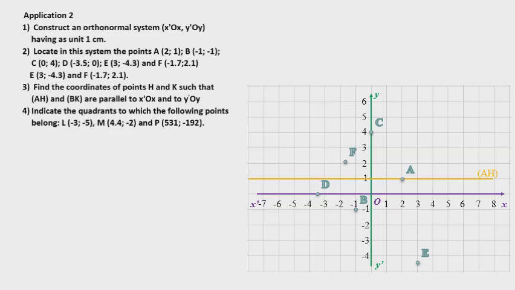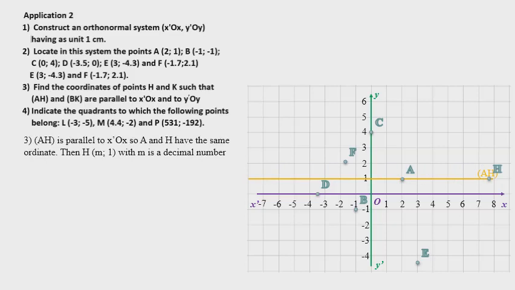So we located all the points. We have to find the coordinates of the points H and K such that AH and BK are parallel to x'Ox and y'Oy. So we drew the line AH, which is parallel to x'Ox. H exists on this line. It could be anywhere on this line.